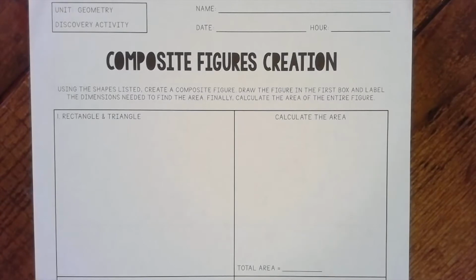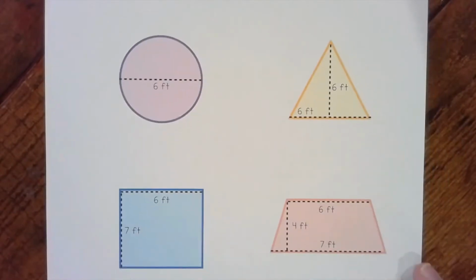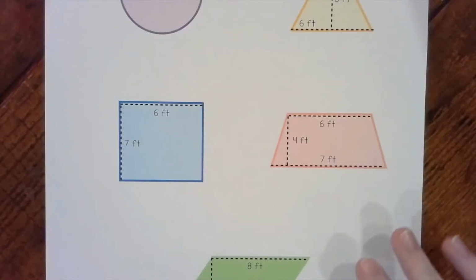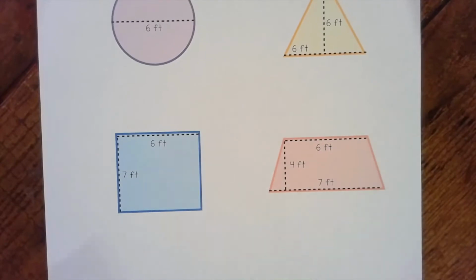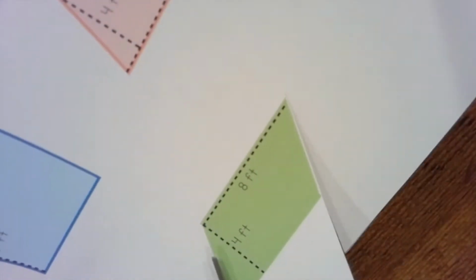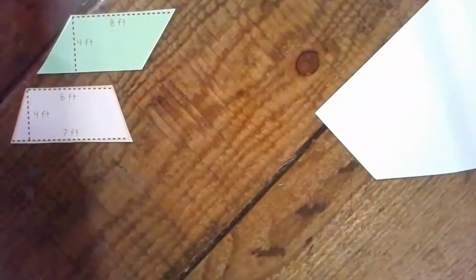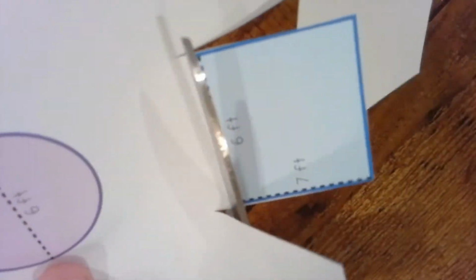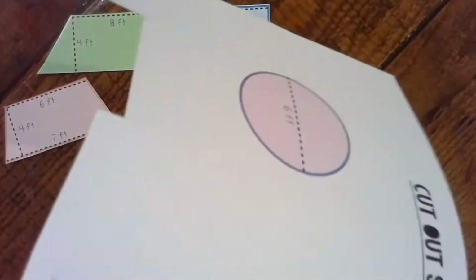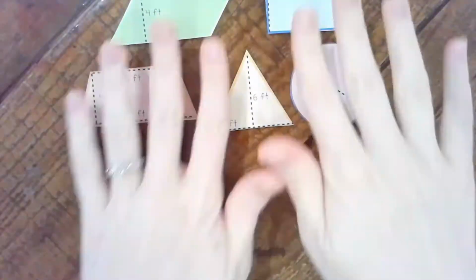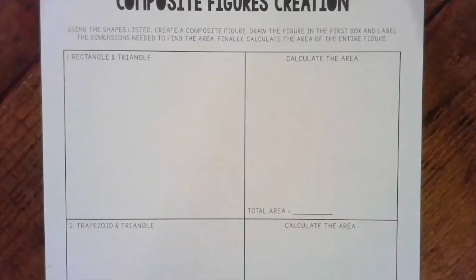Today you'll be discovering how to find the area of composite figures. The directions say, using the shapes listed, create a composite figure. So the shapes that are given to us on this other sheet of paper are circle, triangle, rectangle, trapezoid, and parallelogram. We're going to go ahead and cut these out so we can use them to make our composite figures. Now we're all set, ready to get started.